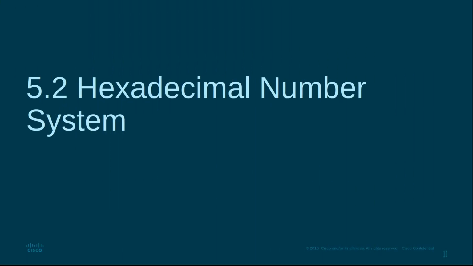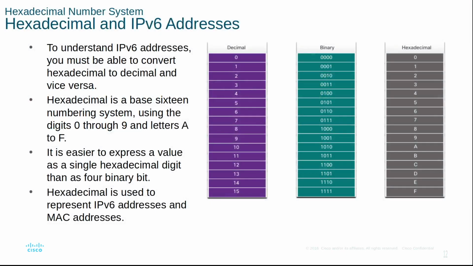Now hexadecimal is useful for a variety of other things, for representing larger binary numbers in a simpler way. They're useful for IPv6, and to understand what you're looking at and to subnet, you're going to have to be able to convert these hexadecimal numbers to decimal and vice versa.